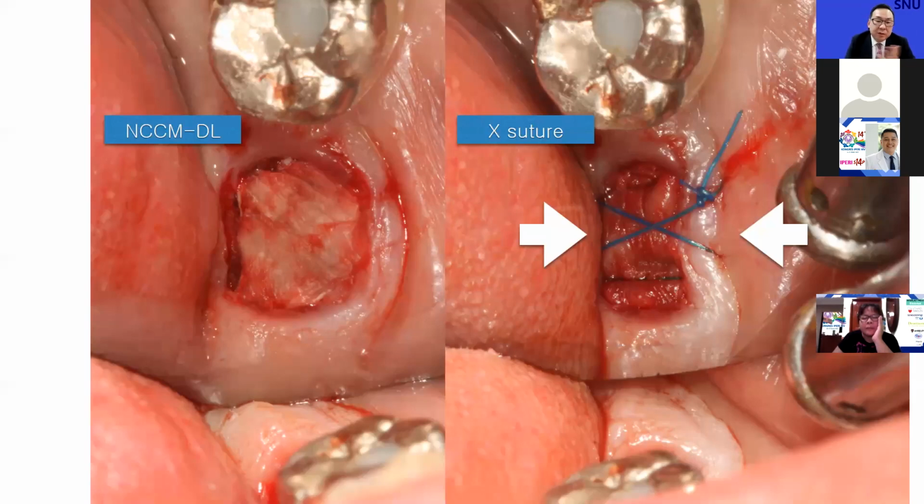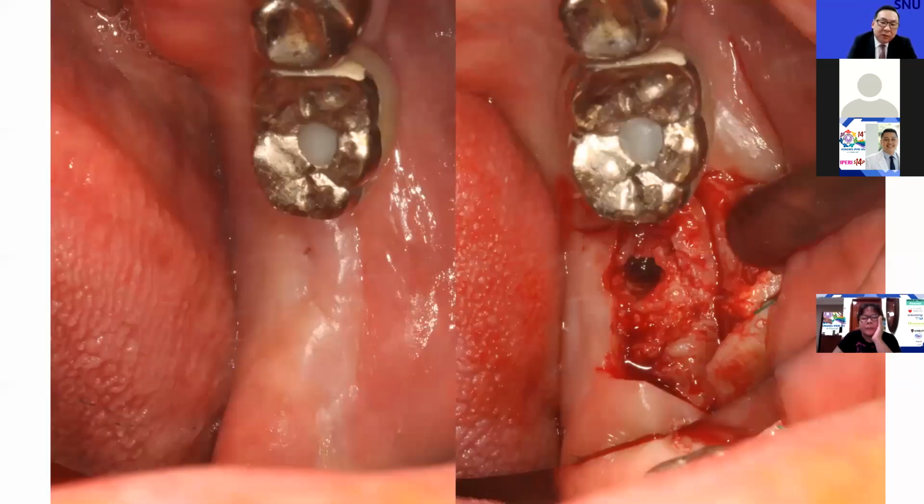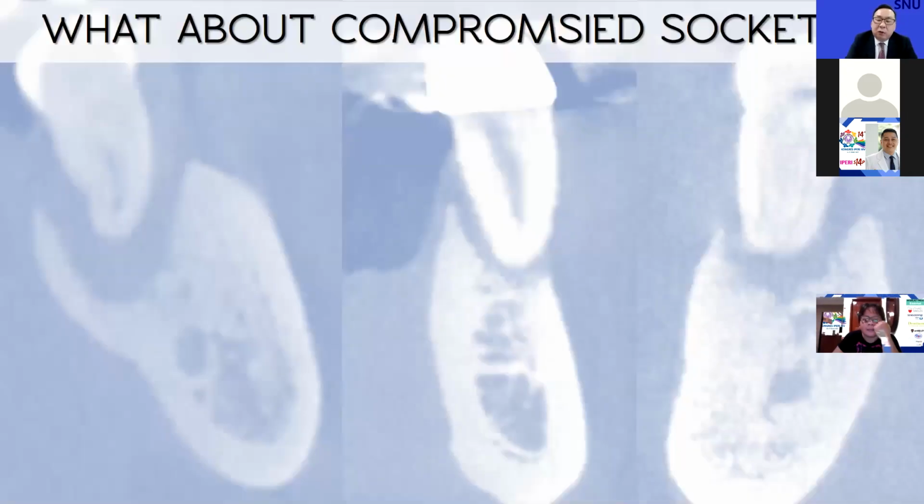Okay, so these are the final results, and we placed the implant. So we have a minimized or jeopardized area of keratinized tissue, and this is what we want to avoid. And I think by utilizing the hidden X suture, we are able to do that. Okay, so far so good.